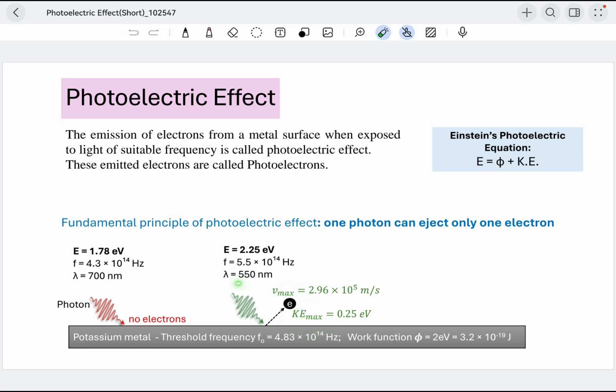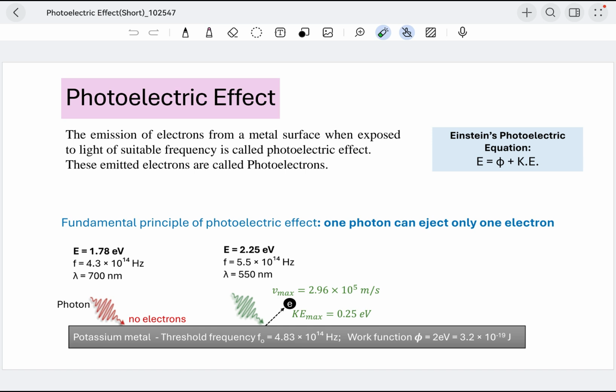Let's discuss again. The energy of this green photon is 2.25 electron volt, whereas the work function of the metal is 2 electron volt. So the electron is ejected. Whatever the extra, that is 0.25 electron volt energy, will remain with this photoelectron in the form of kinetic energy. Once we know the kinetic energy, we can say it has a speed. So we can also write in terms of the speed: here the maximum speed is 2.96 times 10 to the power of 5 meter per second.